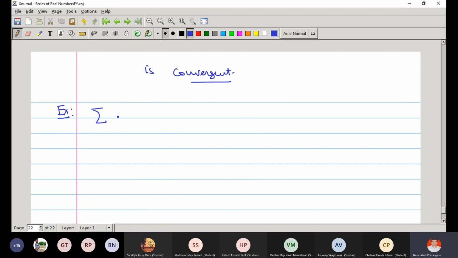Now look at another series, the sum of (-1)^n over root n, n from 1 to infinity. Is it convergent? Now you tell me. What is a_n? I am taking a_n to mean the factor 1 by root n. Then is it positive for all n?